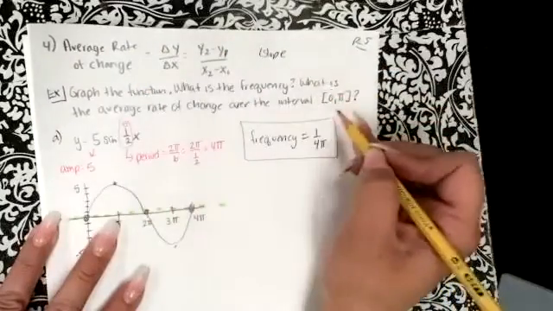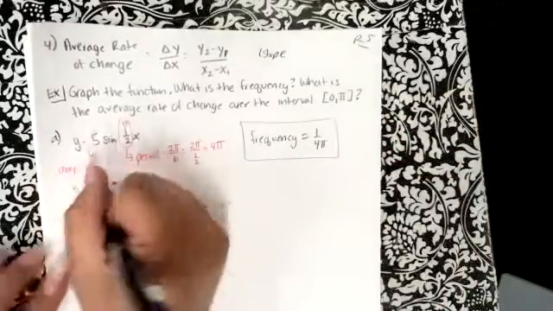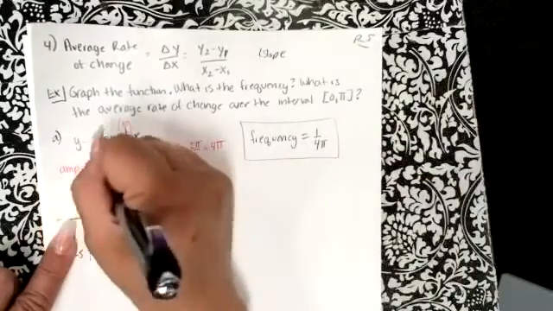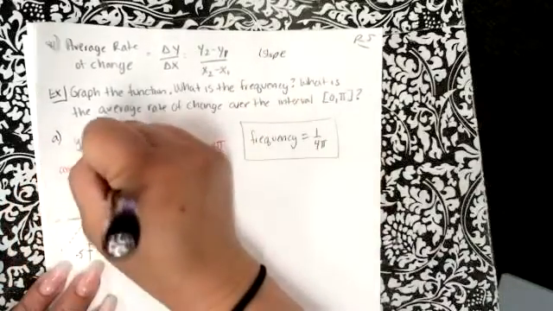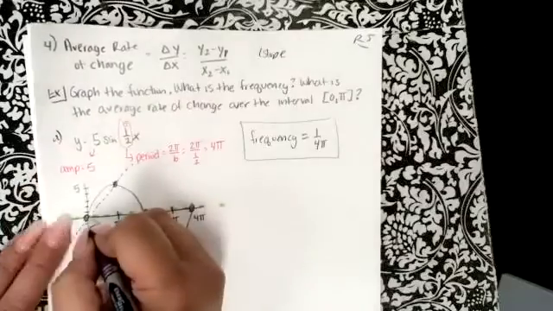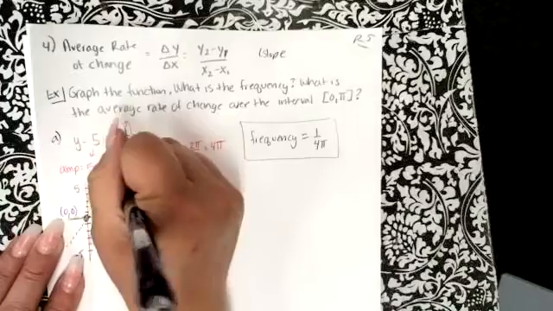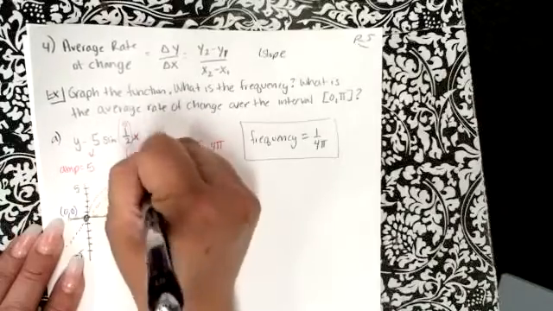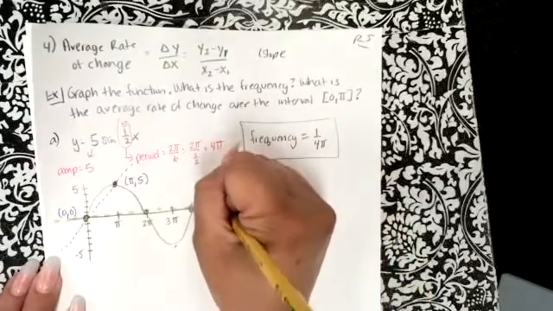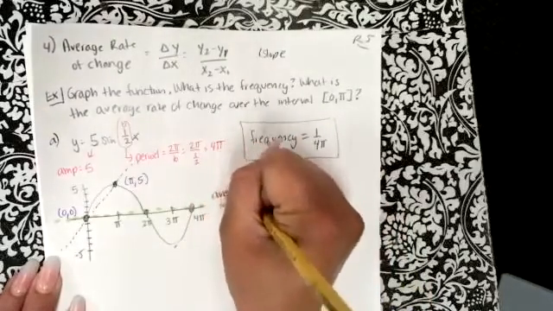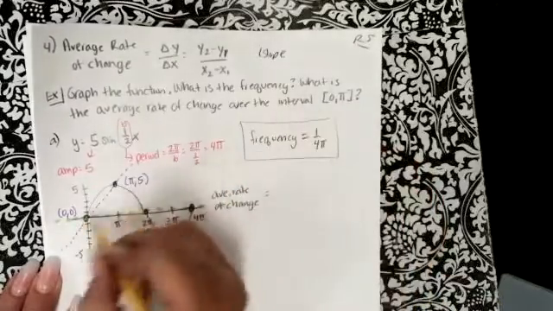Now you're going to do the average rate of change on the interval from 0 to pi. So 0 to pi, that's this interval right here. So basically, you're going to be using these 2 points, and you are looking for the slope between these 2 points right here. Now this point is going to be 0, 0. And right here at pi, that's going to be pi, 5. So when you're finding your average rate of change, it's given by these 2 points.